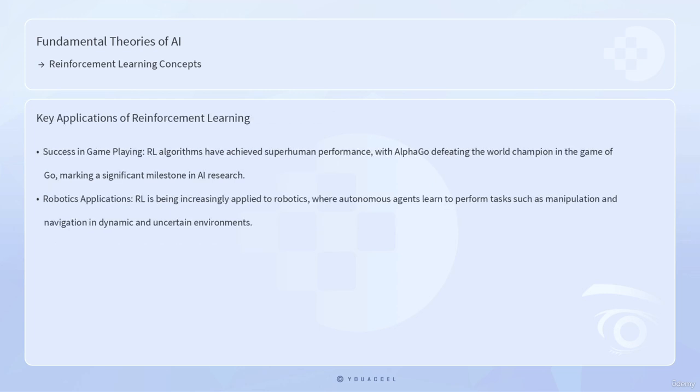In practical applications, reinforcement learning has shown remarkable success across various domains. One notable example is in the field of game playing, where RL algorithms have achieved superhuman performance. AlphaGo, an RL-based system developed by DeepMind, defeated the world champion in the game of Go, a feat that was considered a significant milestone in AI research. Beyond games, RL is being increasingly applied to robotics, where autonomous agents learn to perform tasks such as manipulation and navigation, often in dynamic and uncertain environments.